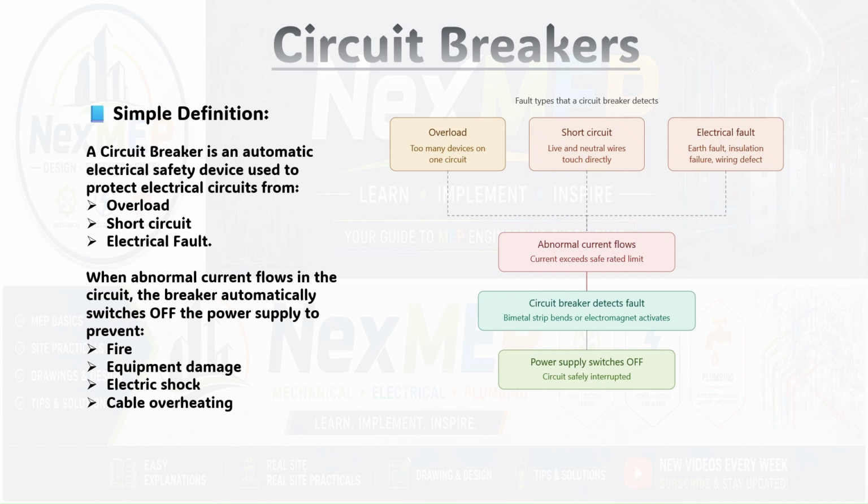The response chain, flow downward. All three faults lead to the same sequence. Abnormal current flows: the current exceeds the circuit's safe rated limit. Circuit breaker detects the fault: either a bimetal strip bends, for overloads, or an electromagnet activates, for short circuits and faults. Power supply switches OFF: the circuit is safely interrupted, preventing damage or fire.